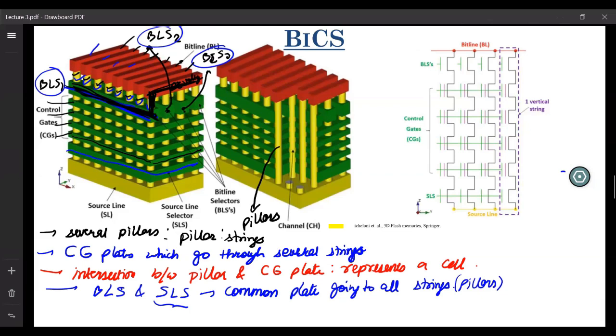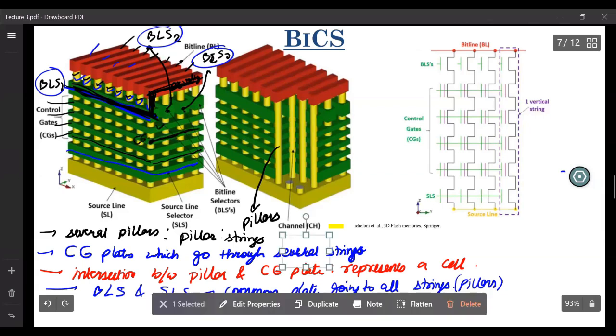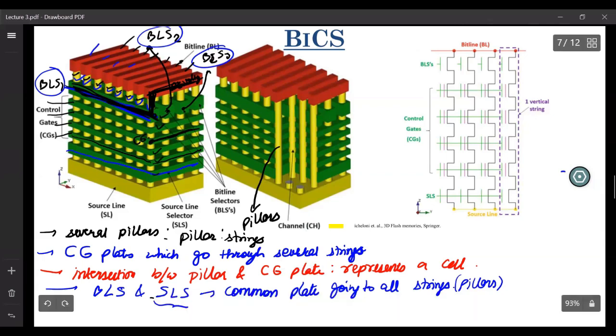And if you are addressing one particular string, and you want to address one particular cell of that string, what do you do? You put that word line, or that CG, to some particular voltage, and to all the other CGs, you apply a VPass. Yeah, this is somewhat difficult to grasp, so let me just write them first and then I'll explain it again.